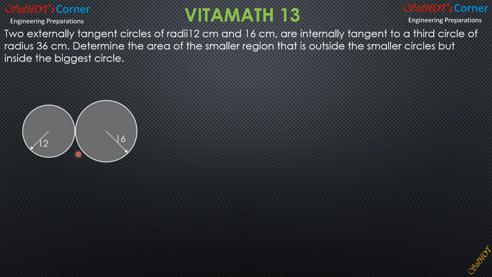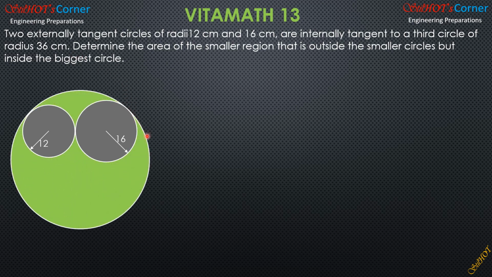So these are the two externally tangent circles, and they are internally tangent to a third circle of bigger radius 36 as shown. And we are required to find the area of the smaller region that is outside these smaller circles but inside the biggest circle. So we are referring to this area here.